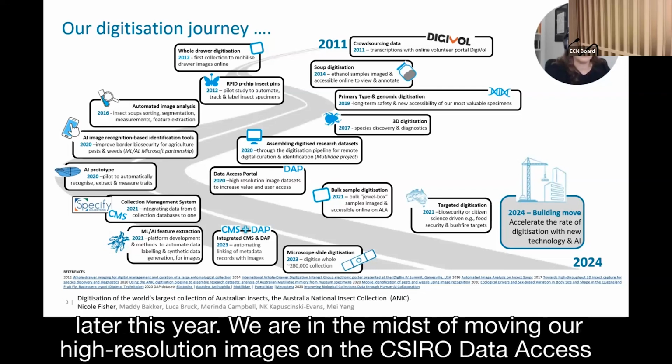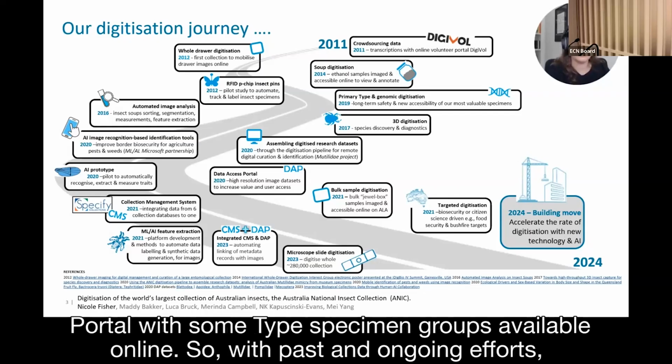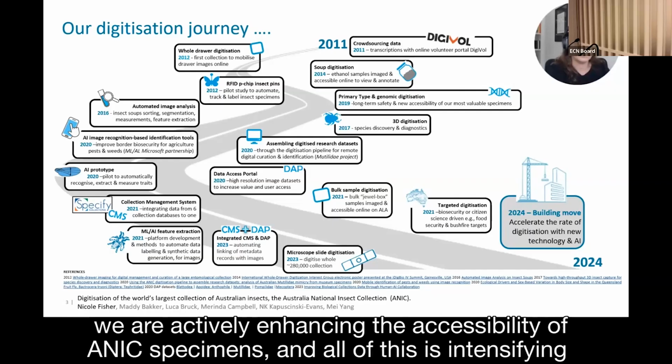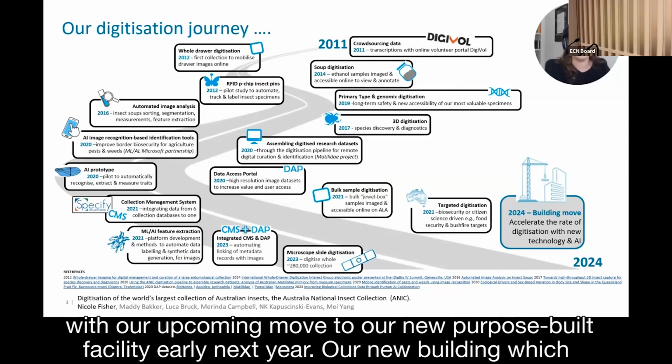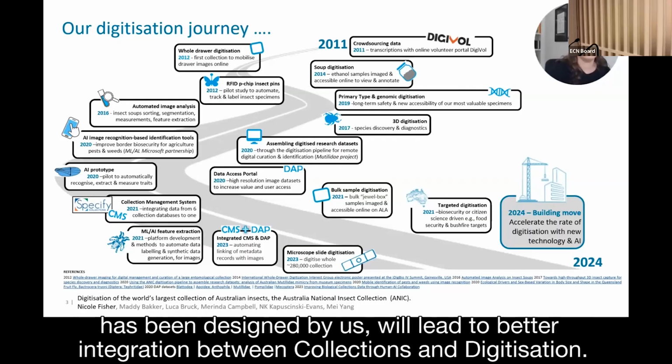We are in the midst of moving our high-resolution images on the CSIRO Data Access Portal with some type specimen groups available online. So with past and ongoing efforts, we are actively enhancing the accessibility of ANIC specimens, and all of this is intensifying with our upcoming move to our new purpose-built facility early next year. Our new building, which has been designed by us, will lead to better integration between collections and digitisation.